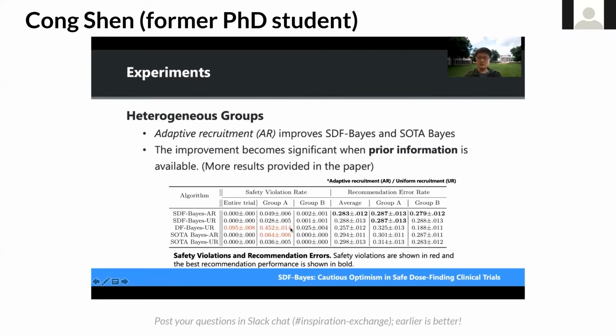This improvement, I want to finally make a comment here, is more significant when you have prior information that you can leverage to construct this prior distribution. And this is practically often possible because before the phase 1 clinical trial, you already have the drug development phase. You also have some animal trials. So there are useful data that can be leveraged to construct such prior information.